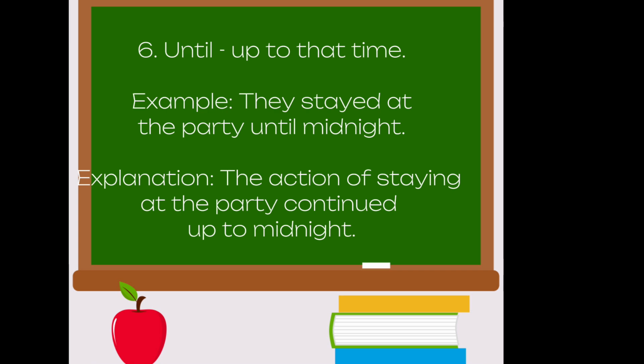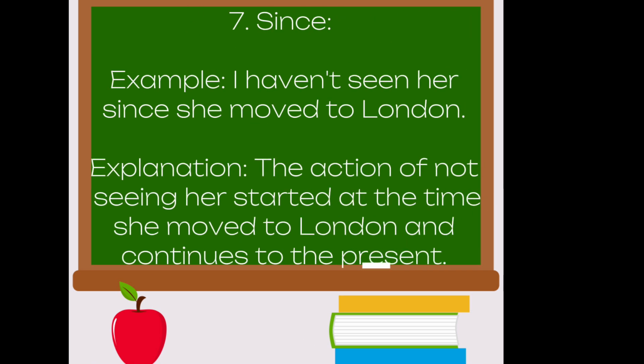Since, the last one. Since shows starting time or a point in time. When we give example about this one, I haven't seen her since she moved to London. When we explain this one, the action of not seeing her started at the time she moved to London and continues to the present.